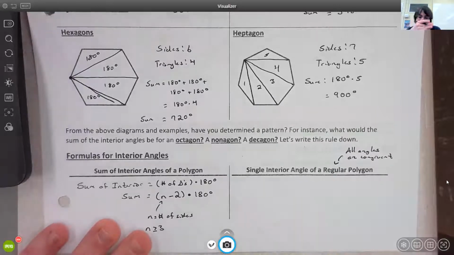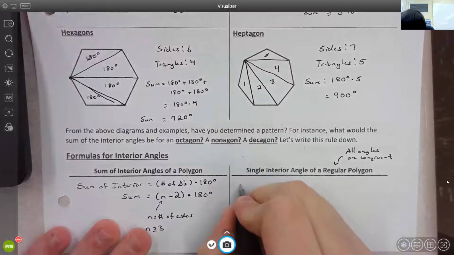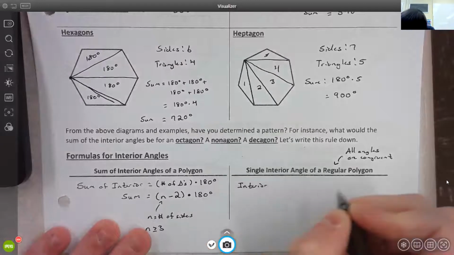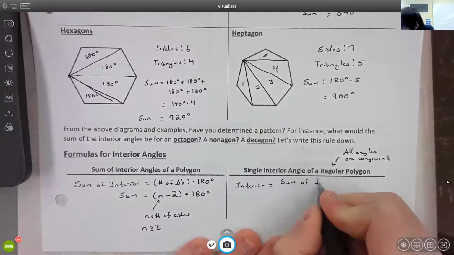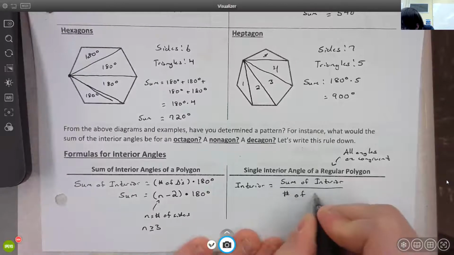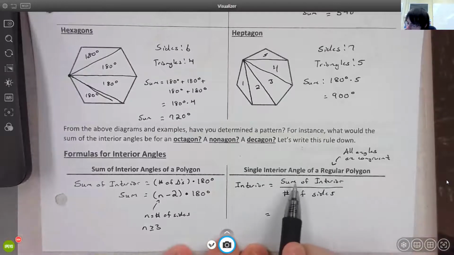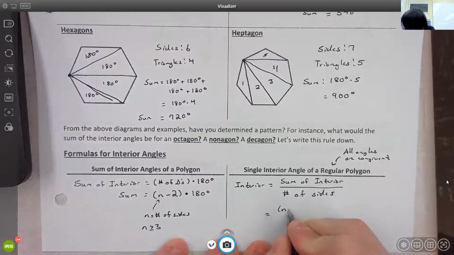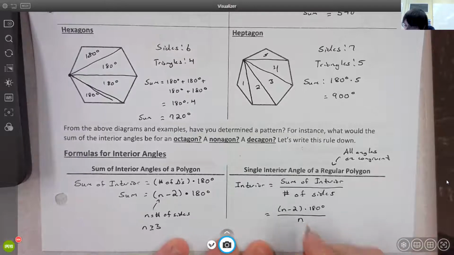Since they share that sum for the interior, you have to evenly divide it by the number of angles you would have. And the number of angles is determined by the number of sides. So to determine one interior angle of a regular polygon, your interior angle is equal to the sum of the interior angles divided by the number of sides. Formally stated, you find the sum, which is n minus 2 times 180, and then you divide it by the number of sides, which is just n.